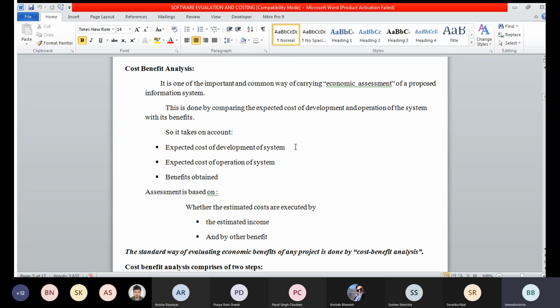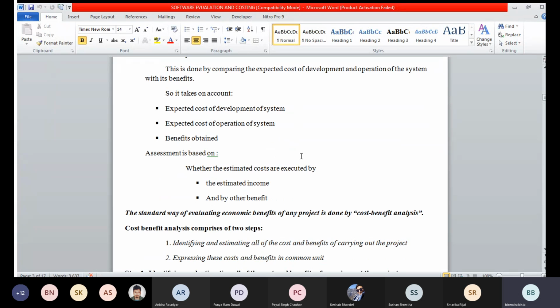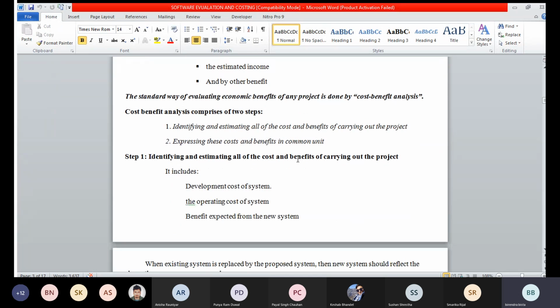So by performing cost benefit analysis, the one that is most profitable will be picked to be done. So let's continue this one. The standard way of evaluating the economic benefit of a project is done by cost benefit analysis. Cost benefit analysis comprises two steps.